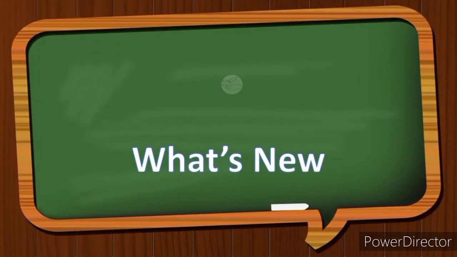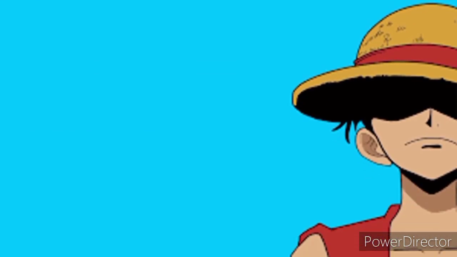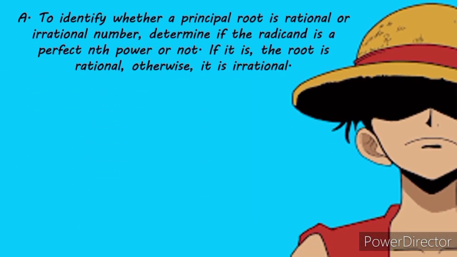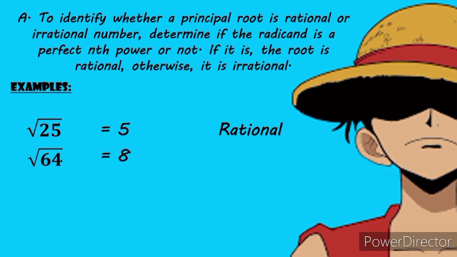What's new? To identify whether a principal root is a rational or irrational number, determine if the radical is also a perfect nth power or not. If it is, the root is rational. Otherwise, it is irrational. Let's try these given examples. Square root of 25 is equal to 5, and this is rational. Next is square root of 64. We have 8, and this is rational.